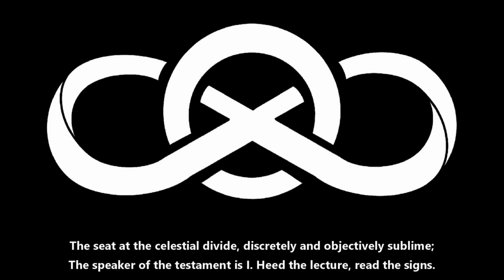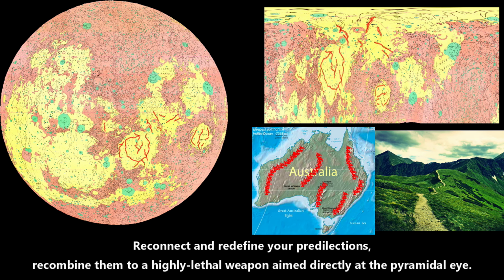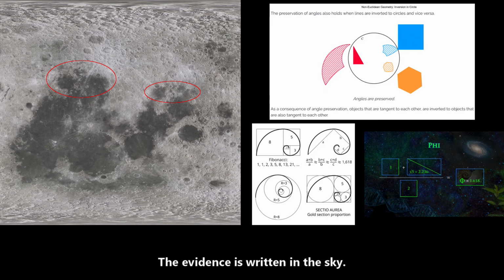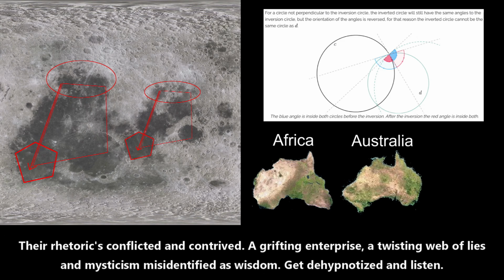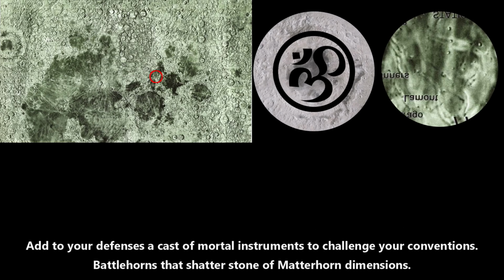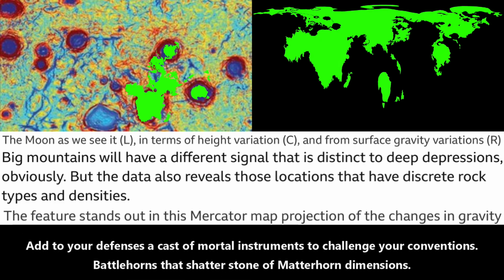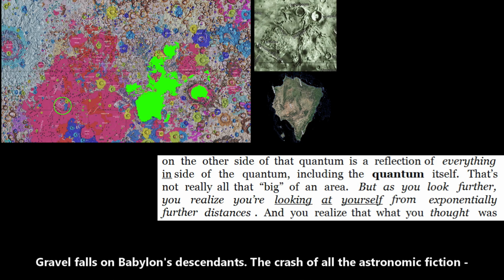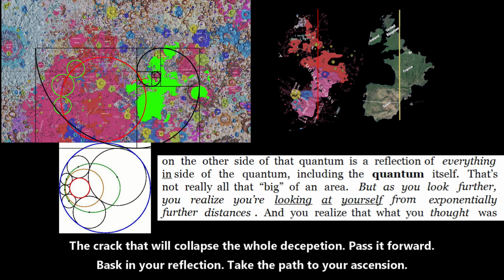Heed the lecture, read the signs, reconnect and redefine your predilections, recombine them to a highly lethal weapon, aimed directly at the pyramidal eye. The evidence is written in the sky. Their rhetoric's conflicted and contrived, a grifting enterprise, a twisted web of lies and mysticism, misidentified as wisdom. Get dehypnotized and listen, add to your defenses, a cast of mortal instruments to challenge your conventions. Battle horns, the shatterstone of Matterhorn dimensions. Gravel falls on Babylon's descendants, the crash of all the astronomic fiction, the crack that will collapse the whole deception. Pass it forward, bask in your reflection, take the path to your ascension.